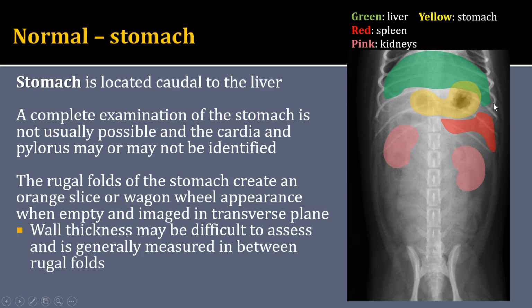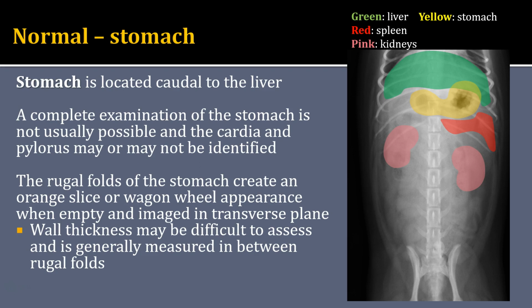Right now we're going to talk about the stomach, which is depicted in yellow. The stomach will be located caudal to and nestled up against the liver. Because of its location, especially in deep-chested dogs, the stomach is often tucked up under the rib cage, which can make it challenging to image, and we often have to use an intercostal window. Because of its location, and because it's often very gassy, a complete examination is not usually possible. It's especially hard to see the cardia, some portions of the fundus, and the pylorus. So we may or may not be able to identify that.